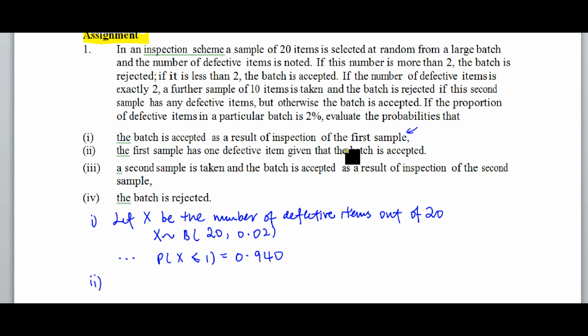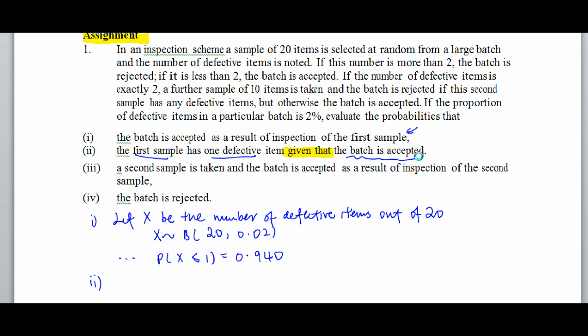So let us go through part 2 in particular. Let's see the probability that the first sample has a defective item, given... Now there's a conditional probability which most of you can identify, but many of you cannot break this down. The batch is accepted.